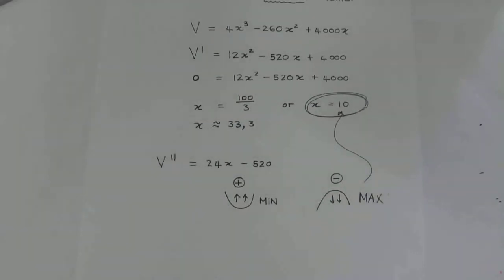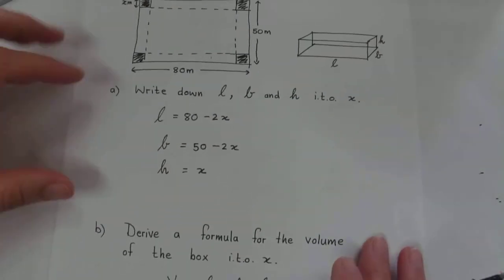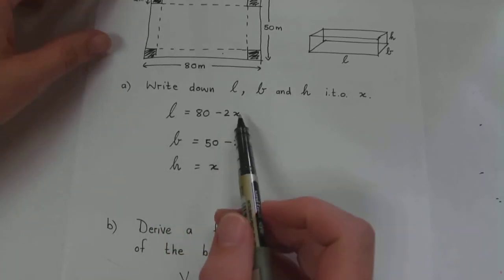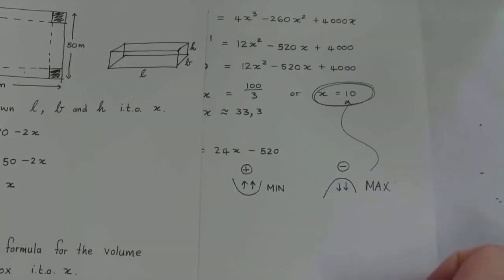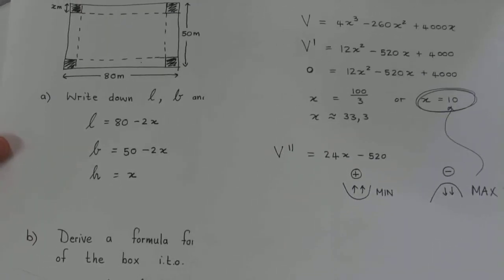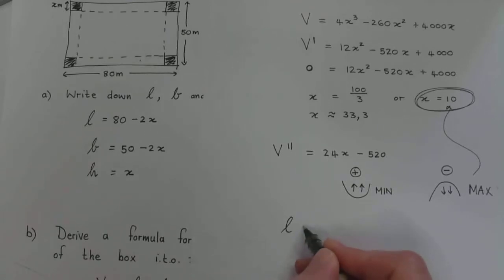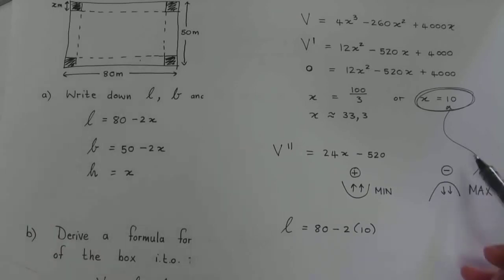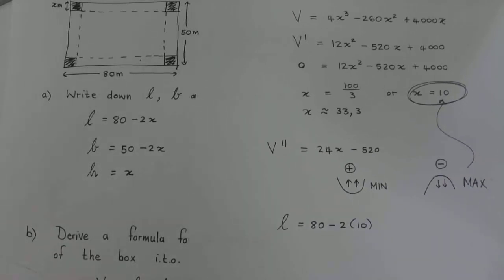So the dimensions we stated over here, right over there. Length is equal to 80 minus 2x. So let's put it side by side, see if it fits. So length is then equal to 80 minus 2 times 10, because we said where x is 10, I get that maximum value. Then my breadth is going to be equal to 50 minus 2 times 10. And then my height is then just going to be equal to 10.